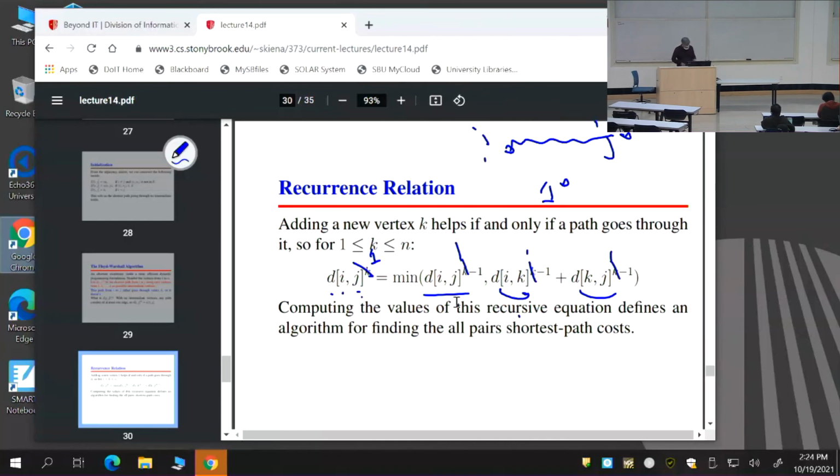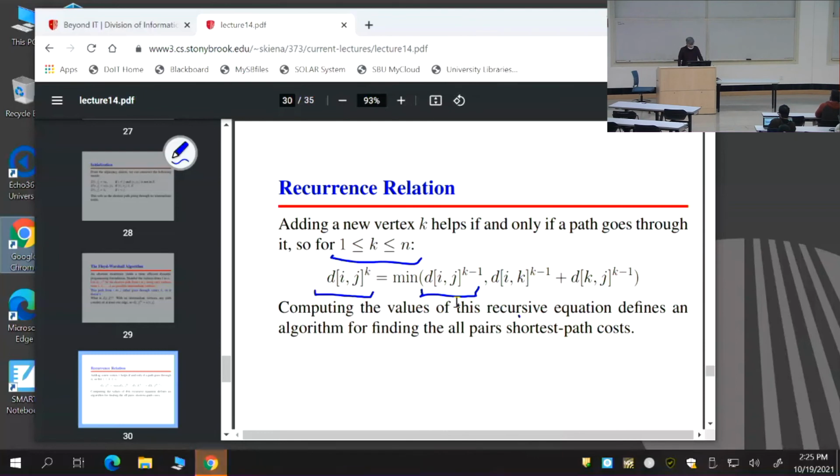Does everybody see that, and this is the key idea here, so I want everybody to look at this one. If we are allowed to use, let's say that D sub ij superscript k minus 1 is the cheapest way to get from I to J using vertices 1 to k minus 1. And D sub ij superscript k is the shortest path from I to J using any vertices from 1 to k. We'll assume every vertex has a number. That's what it does on an adjacency matrix, right? Every vertex is a number from 1 to n.